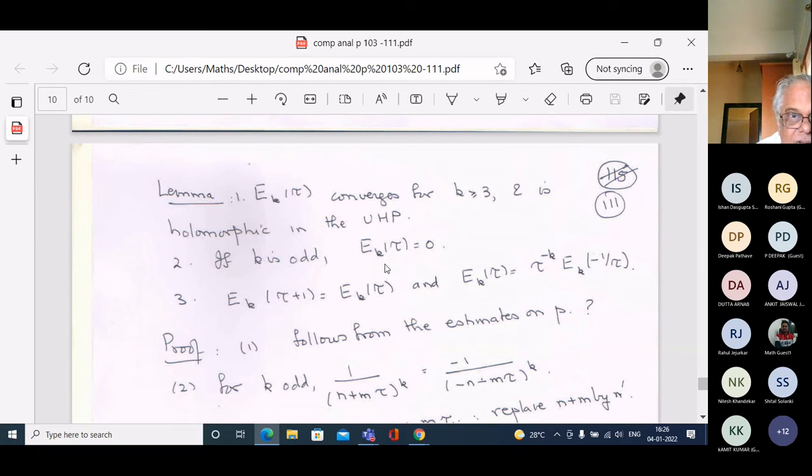If k is odd, then E_k of tau is equal to 0. And when you replace tau by tau plus 1, you get the same thing. And when you replace tau by minus 1 by tau, you get tau to the k times E_k of tau.